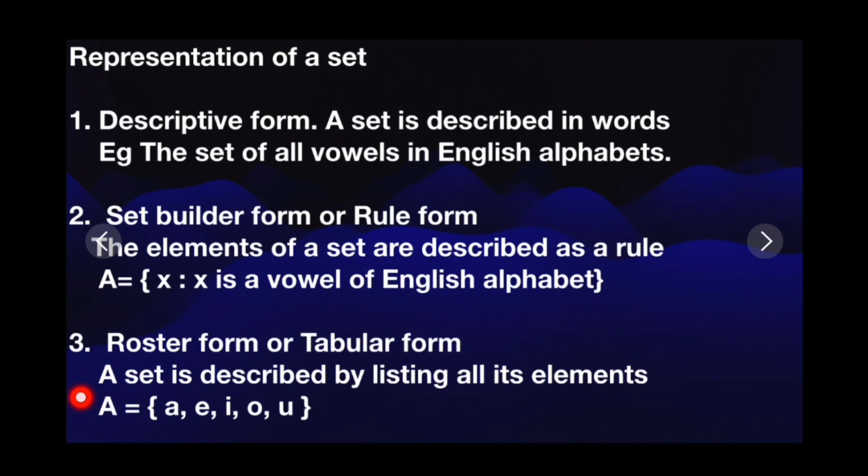The third is the roster form or the tabular form. Here a set is described by listing all its elements. So you have to list it and you have to separate it with a comma. So A is equal to curly brackets a, e, i, o, u.